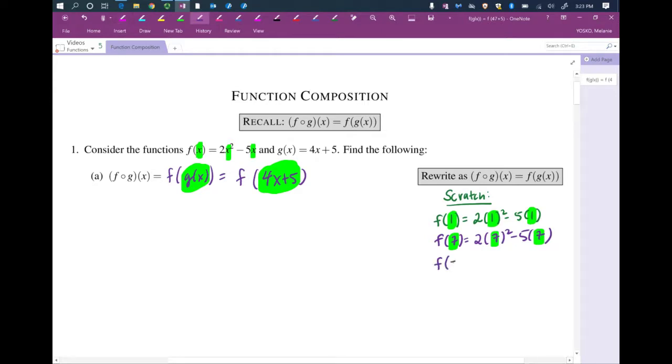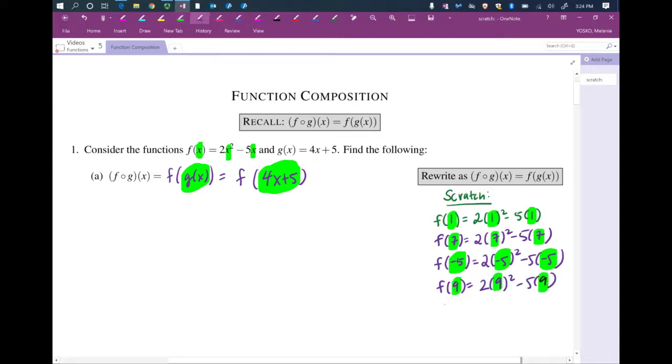What's f of negative 5? Well, now we've replaced x with negative 5, so this x will be replaced with negative 5, and so will this one. So 2 times negative 5 squared minus 5 times negative 5. Hopefully you're starting to see this, but we're going to keep doing this, maybe until it's a little uncomfortable for you, until you start turning your brain off and doing it on autopilot. I'm just going to keep doing this over and over again. So f of 9 is 2 times 9 squared minus 5 times 9.